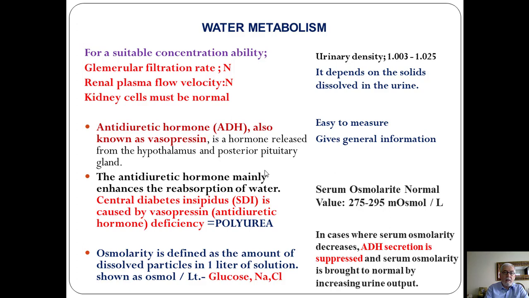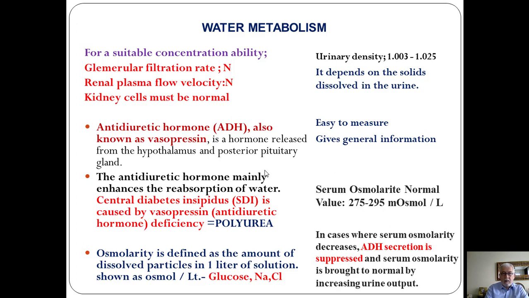ADH, antidiuretic hormone, also named vasopressin, mainly enhances the reabsorption of water. It is responsible for water metabolism and homeostasis of water. Central diabetes insipidus is caused by vasopressin deficiency, and with this problem we have a big problem with polyuria.